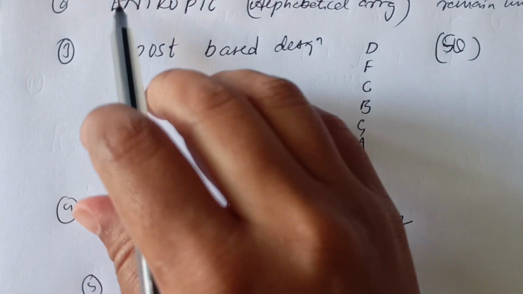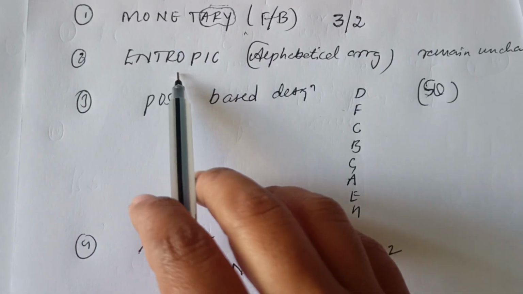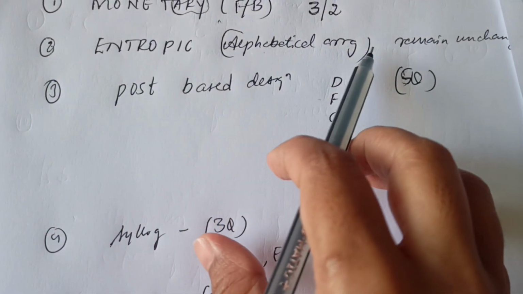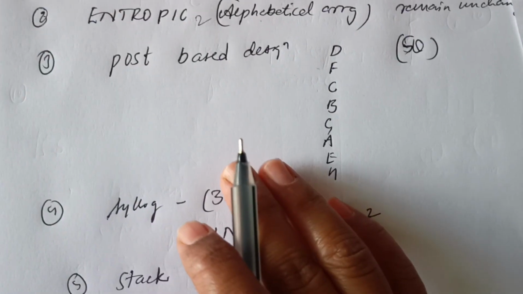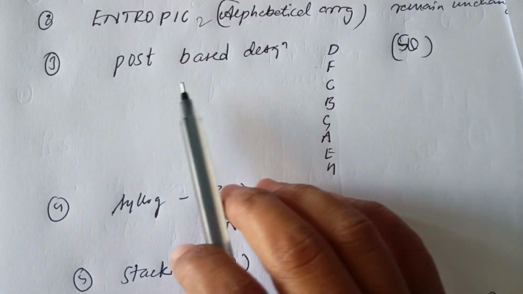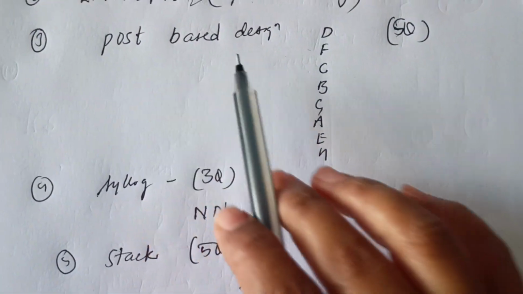So with an entropic, we have to arrange this in alphabetical order from left to right, and we have to find which are the elements which remain unchanged. I am not sure now, but I marked this. Okay, then one was like a post based puzzle.